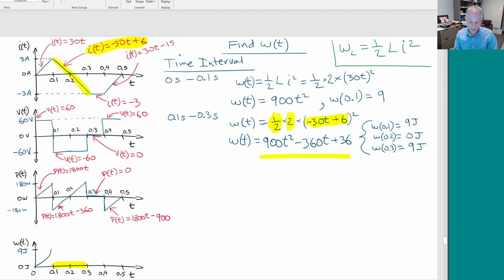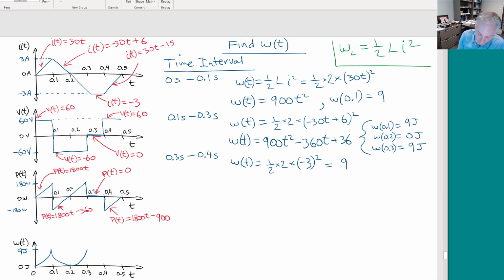So that's some quadratic. Let's get the points on either end. At the beginning of the interval, at 0.1, we get 9 joules, which is good because we're starting off where we left off. And then right in the middle at 0.2, we get 0 joules. So it's going to come down, and then at 0.3 at the end, it's going to go back up to 9 joules. So it's going to go up like that. So let's draw that, and it's in the right places.